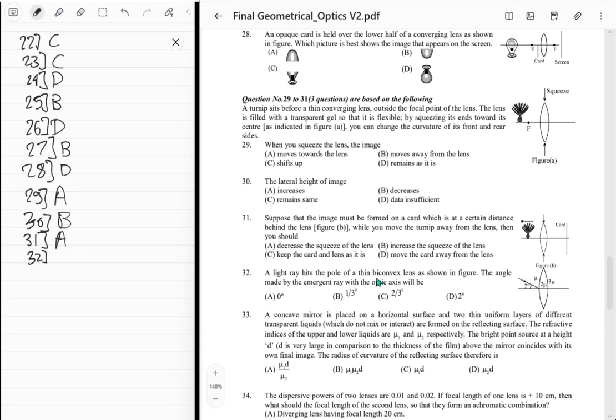A light ray hits the pole of a thin biconvex lens as shown. The angle made by the emergent ray with the optic axis is. So it's 2 degrees and then it's. That's new, that's 2 new. Oh wait, this changed, huh? This just changed. Oh, that's unexpected. The angle made by the emergent ray.